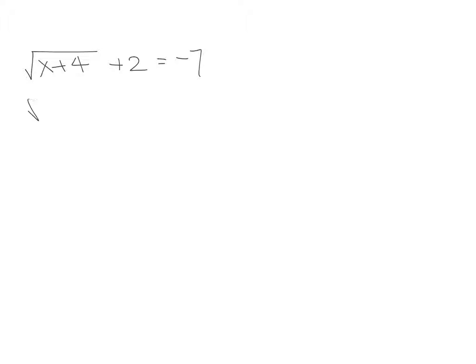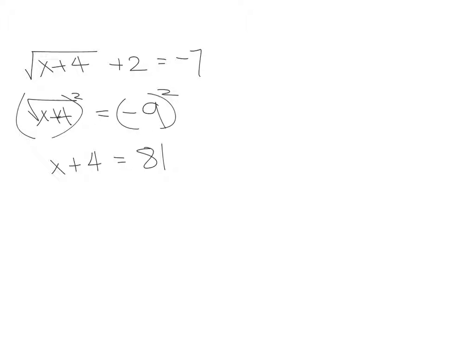Okay, so let's get rid of the 2. We will put it over on the other side, and we get negative 9. So negative 7 minus 2 is negative 9. Now we're going to square both sides, and then we're going to subtract 4. Okay, and we get an x value. Yay, we got an answer.